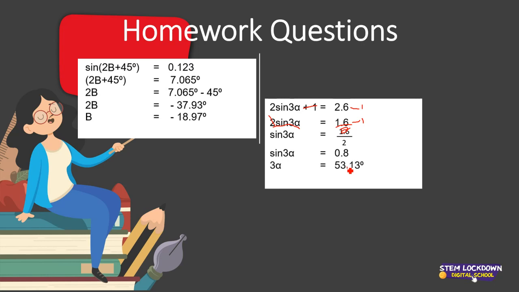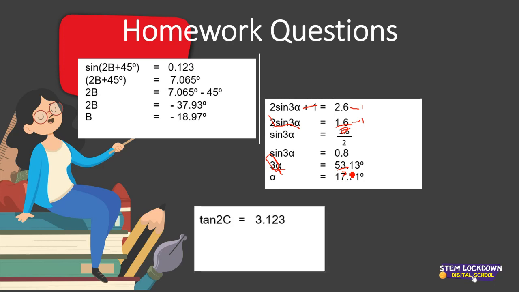So then we find that 3 alpha is equal to 53.13 degrees. And then again, this is a 3 alpha. We need to divide by 3 to find a pure alpha. What you do on the left, you do on the right, and we find that alpha is equal to 17.71 degrees. This, guys, is question 2 on your homework questions as a point of reference.